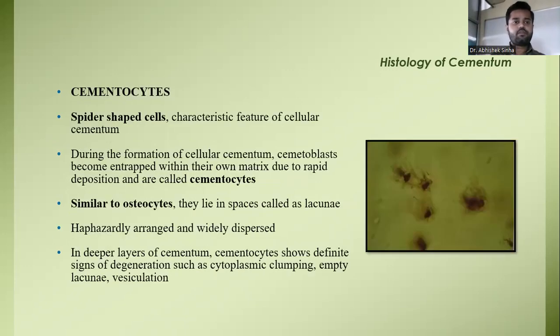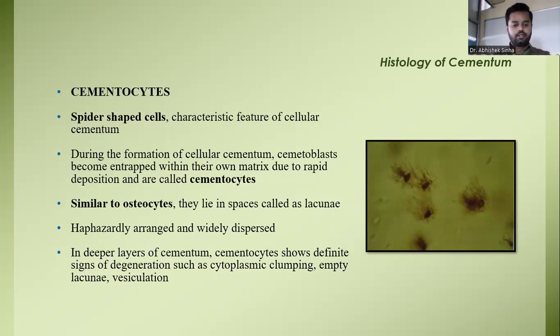Cementocytes. Cementocytes are spider-shaped cells. Can you see the diagram, how beautifully it is given? You can understand how projections are coming out like a spider. So it is a spider-shaped cell, which is a characteristic feature of cellular cementum. There are acellular and cellular types, and we'll come to that classification later on. During the formation of cellular cementum, cementoblasts become entrapped within their own matrix due to rapid deposition.